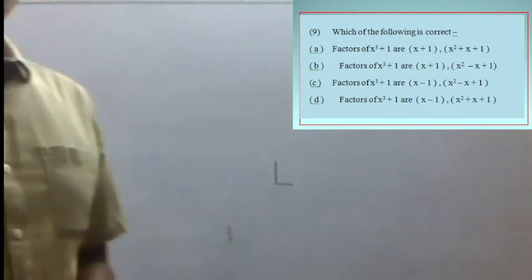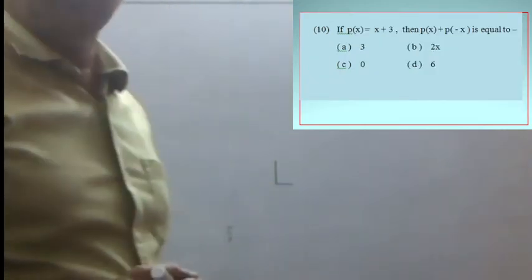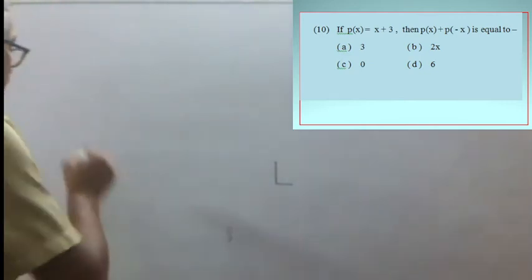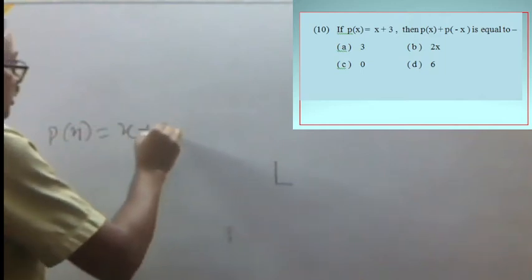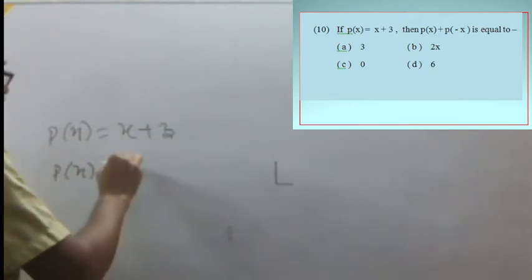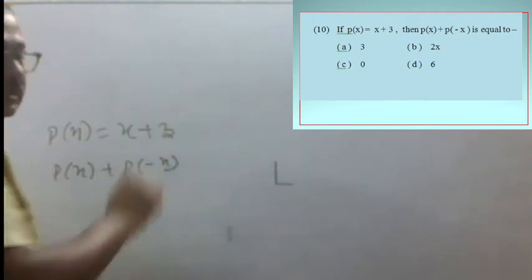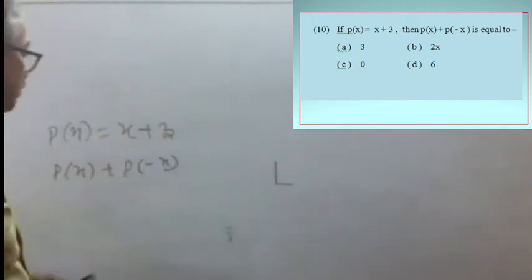Now let us move to the next question. Next question is, if p(x) equals x plus 3, then we have to find p(x) plus p(minus x). That is p of minus x. We have to replace x by minus x.